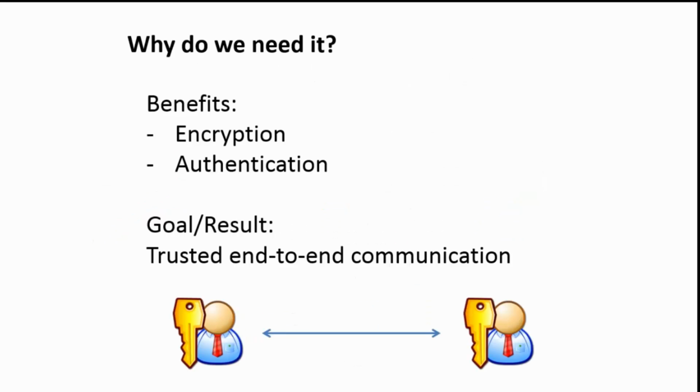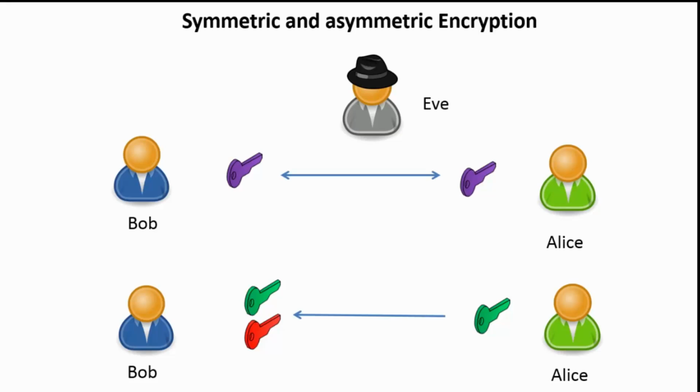What are the benefits of this process? On the one hand, the encryption, for sure, and the other important thing is authentication, which basically just means that I'm sure that the person I'm talking to is the one that he claims to be. To understand the TLS encryption process, we need to take a look at the difference between symmetric and asymmetric encryption.